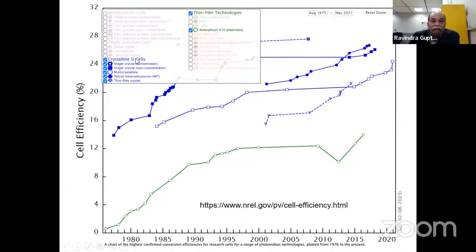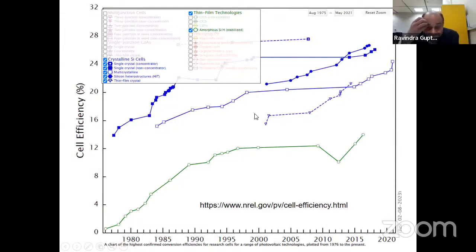And now I will talk about the efficiencies available in the market. This is for the crystalline silicon-based solar cells. This is from NREL, USA. Here, if you see silicon-based solar cell, this is single crystal with concentrator.